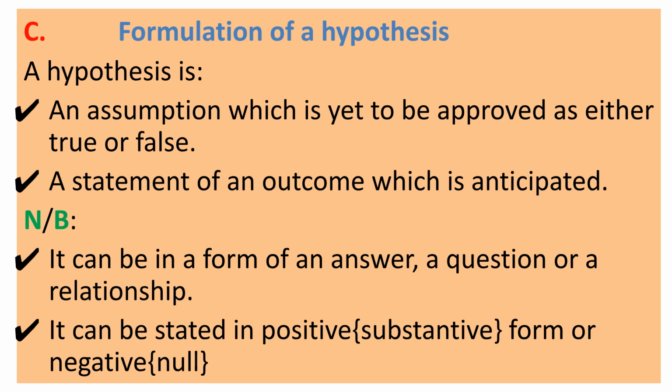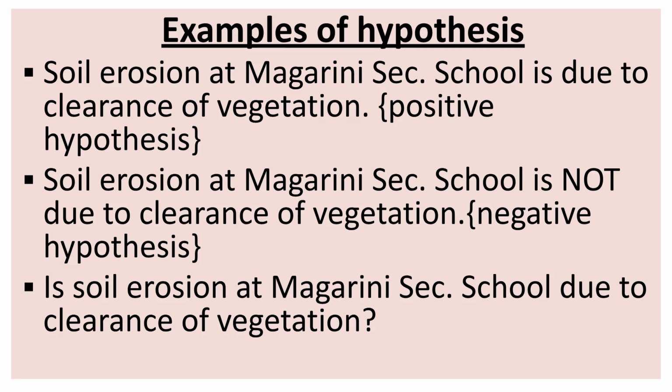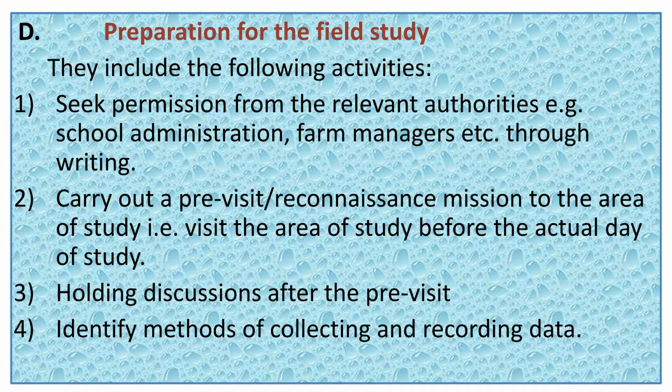A hypothesis is an unproven assumption or anticipated outcome. It can be stated as an answer, a question, a relationship, or in positive, substantive, or negative null form. A good hypothesis should not be too obvious. Use measurable quantitative words, include comparison, allow for a yes or no answer, and relate to the study's objectives. Examples of hypotheses include positive, negative, and interrogative statements regarding a topic, such as soil erosion due to vegetation clearance.